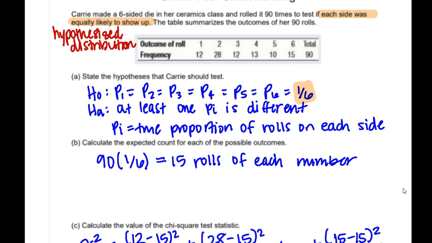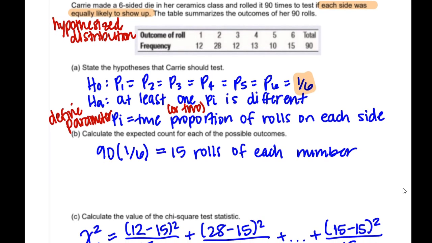And then for the alternative, we could say at least one. You can also say one or two of the p's are different, and then you need to define the p. So you have to do that. And so it's a proportion. These are proportion problems, so the true proportion of rolls on each side.